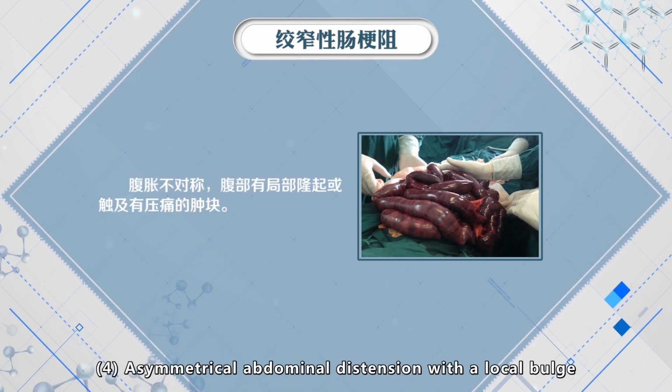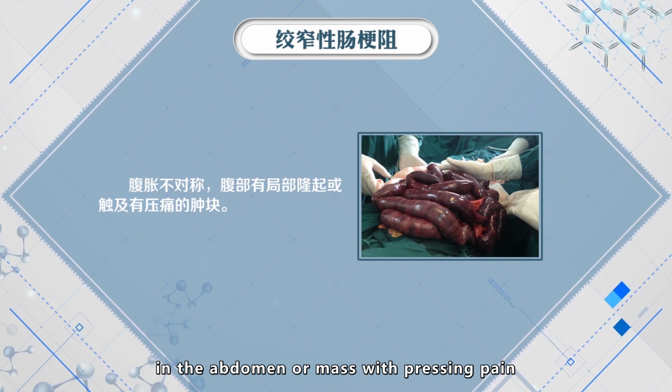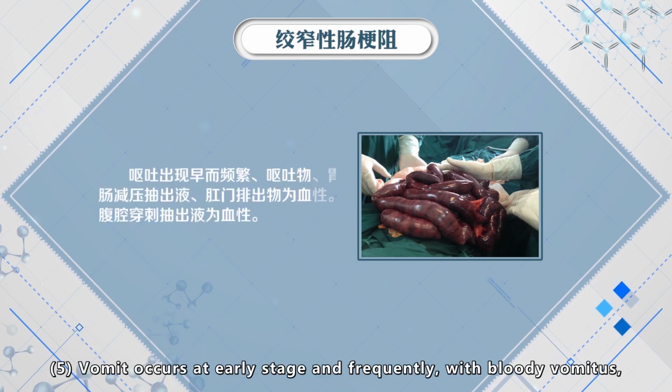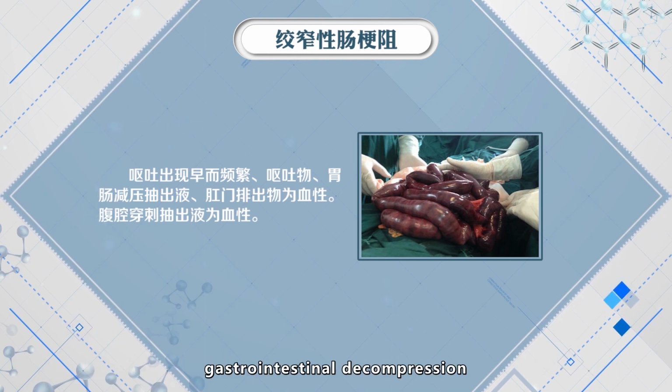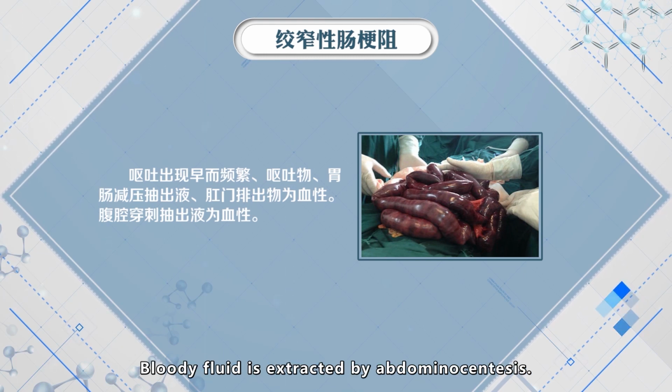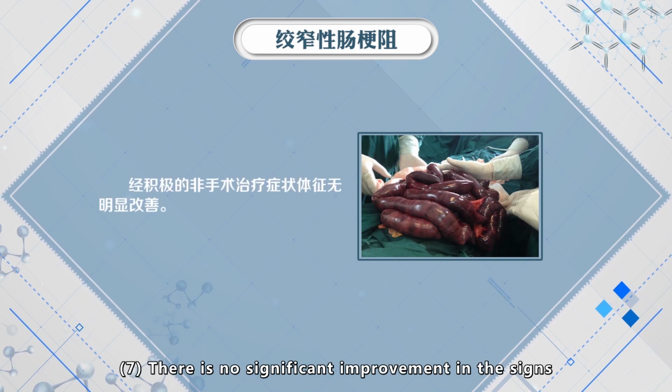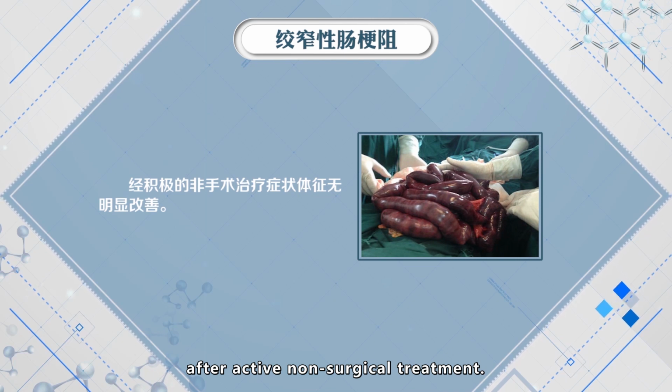Number 4. Asymmetrical abdominal distension with local bulge in the abdomen, or a mass with pressing pain. Number 5. Vomiting occurs at early stage and frequently, with bloody vomit; bloody fluid is extracted by gastrointestinal decompression or discharged through the anus, or extracted by abdominal paracentesis. Number 6. The abdominal X-ray film shows an isolated enlarged intestinal loop. Number 7. There is no significant improvement in the signs after active non-surgical treatment.